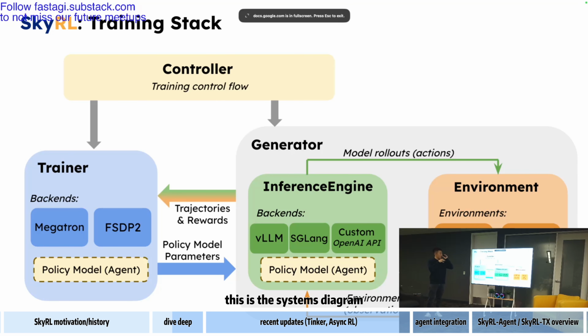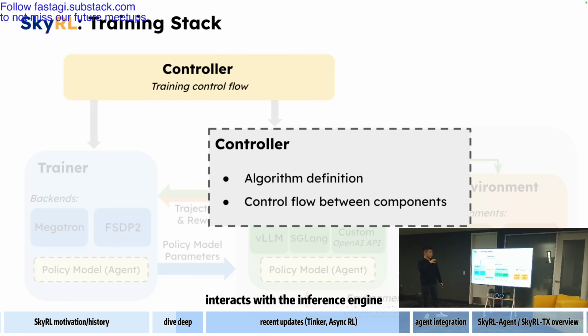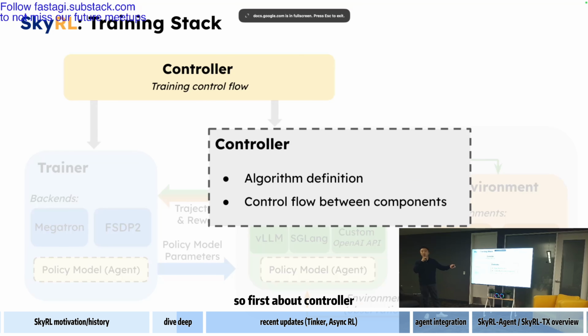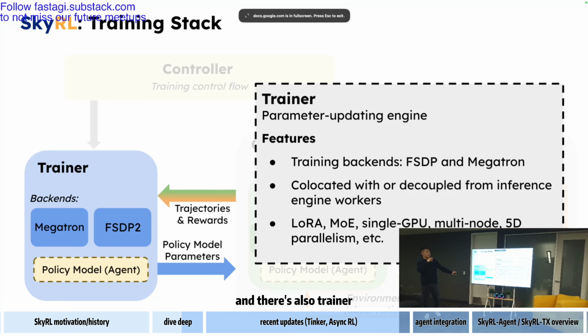This is the systems diagram. We have a controller on top, a trainer, and a generator. Within the generator, there's the inference engine, and there's also the environment that interacts with the inference engine. So first of all, the controller. This is pretty simple. We use Ray to orchestrate the various resources and actors or workers. Users can define their algorithm in a single controller style. And yeah, there's also the trainer.